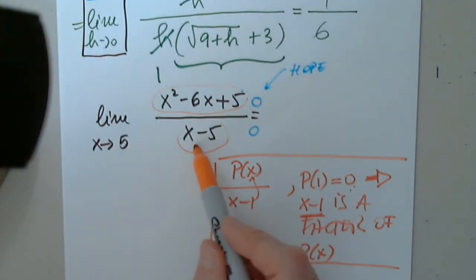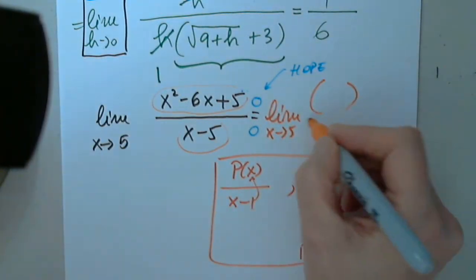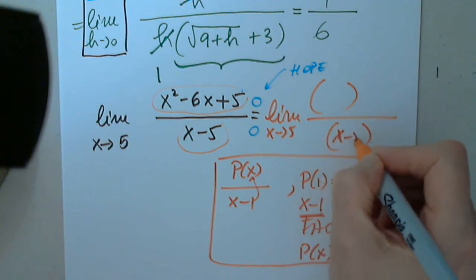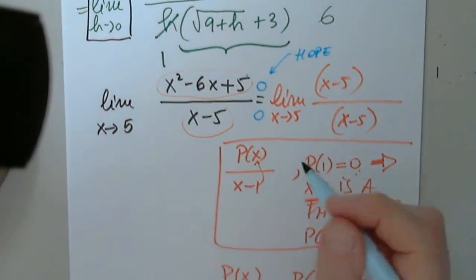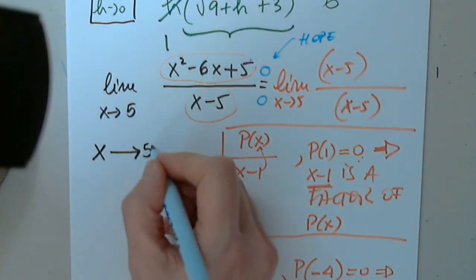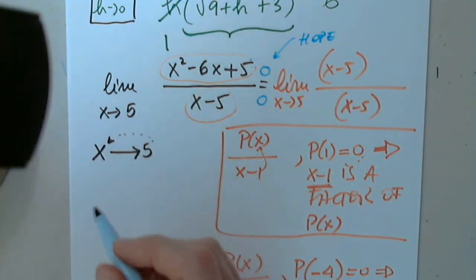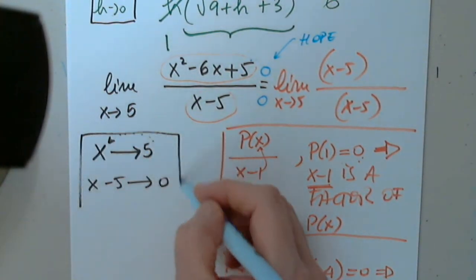So the same thing here. So I know what I have to do. I know that both the top and bottom must have a factor of x minus 5 because that is the problem. How do I know? Notice one other concept. When I say to you x approaches 5, I also say x minus 5 approaches 0. It's the same concept.